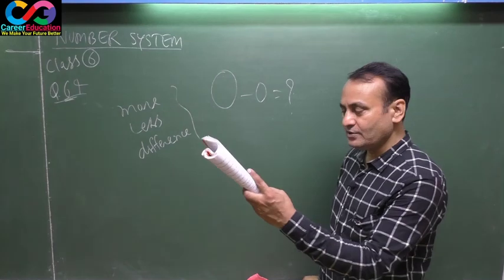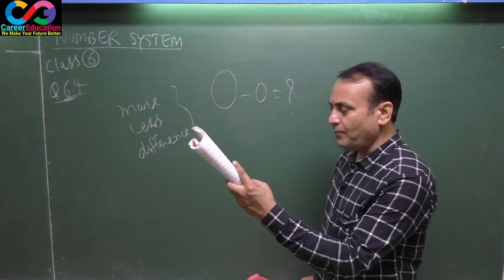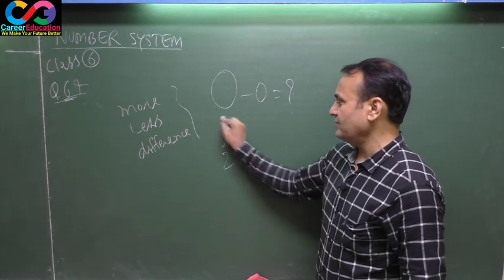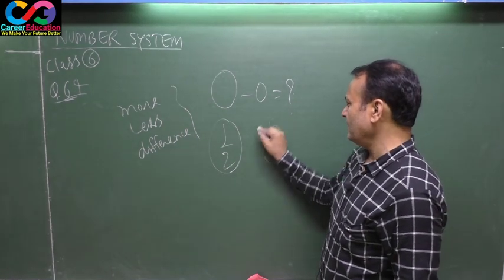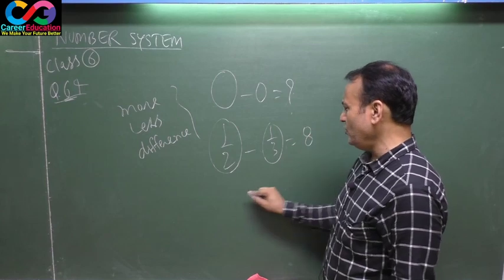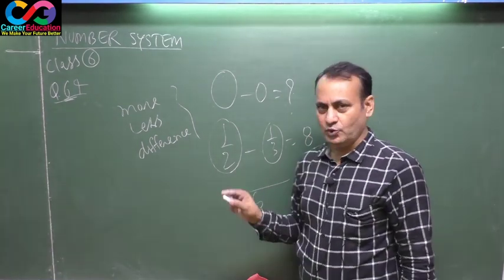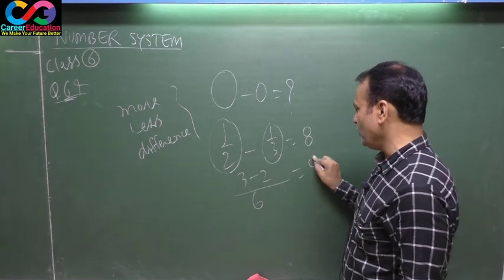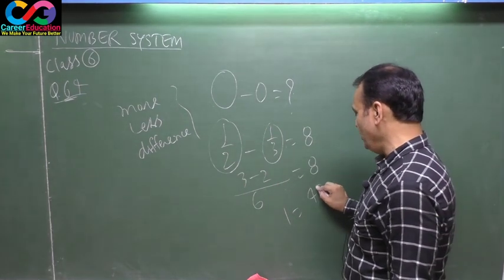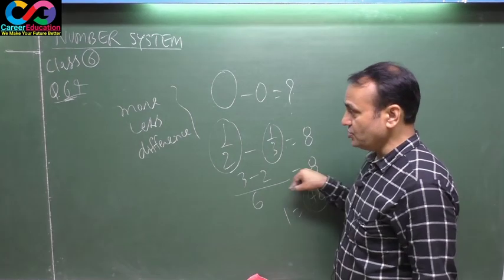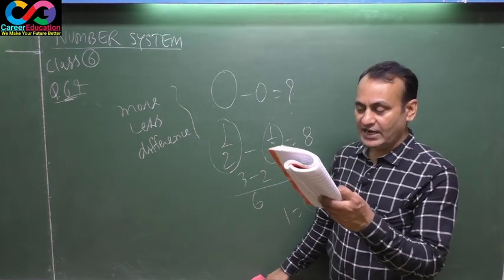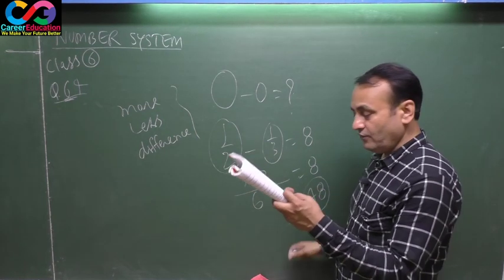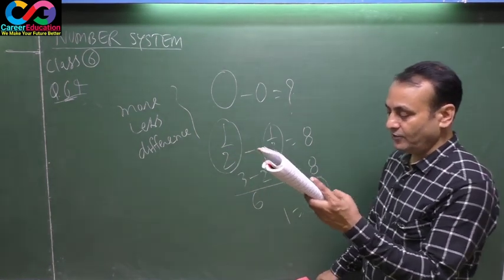Now come to the question. If 1/2 of a number is 8 more than 1/3 of the number, 1/2 minus 1/3, the difference equals 8. 3 times 2 is 6, this is your LCM. 3 minus 2 over 6 equals 8, so 1/6 equals 8, and 8 times 6 is 48. This is your number. The question asked you to find the number. What is the number? You told 48 is the number. Write down.